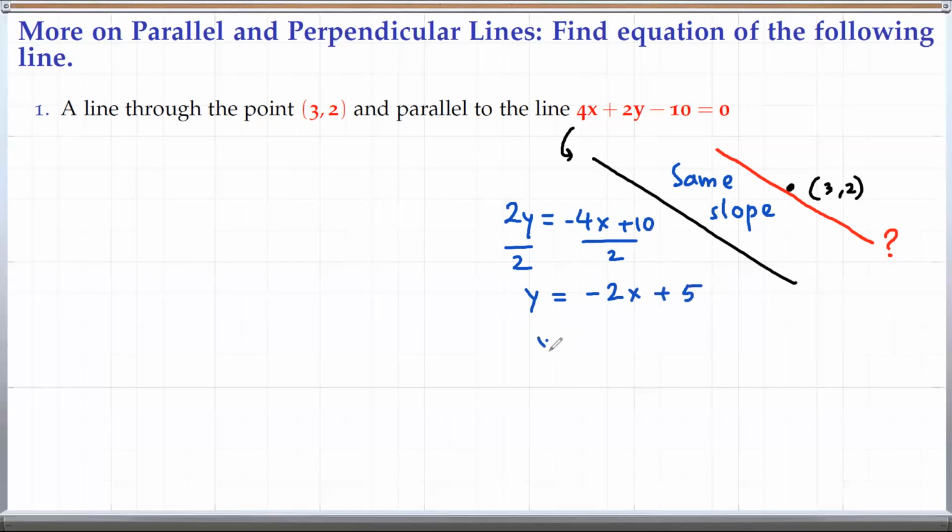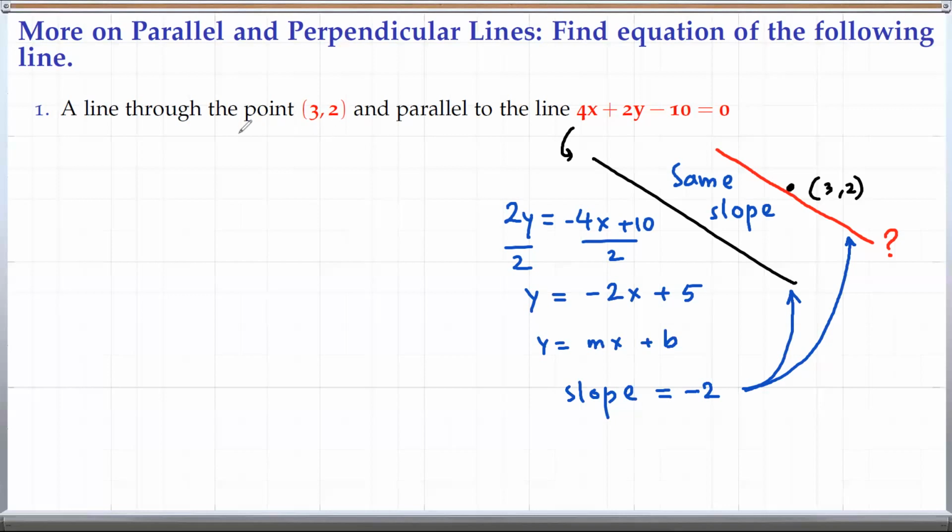So compare this with y equals mx plus b. We see that slope m is negative 2. So that is the slope of this line. That means this is the slope of the line we want to figure out also. So we found that the slope is negative 2.